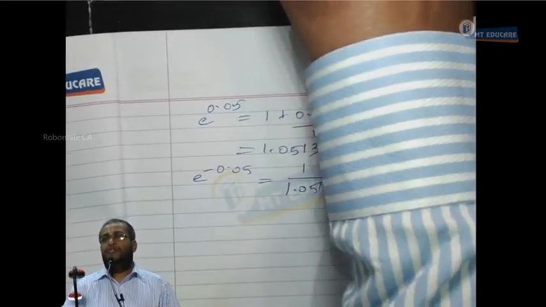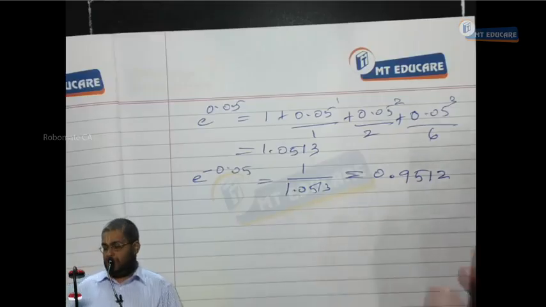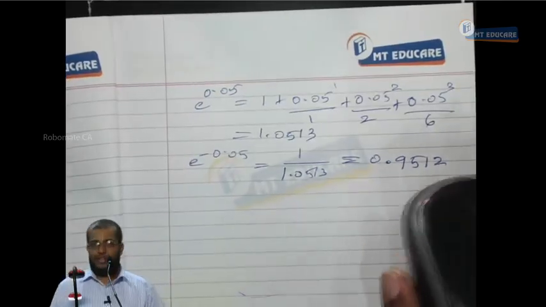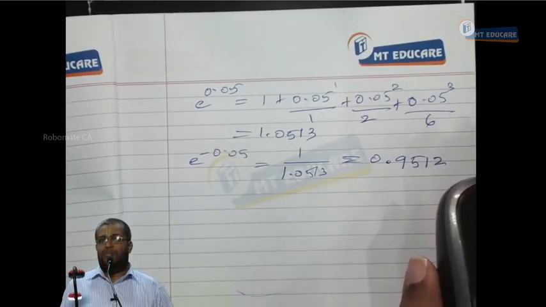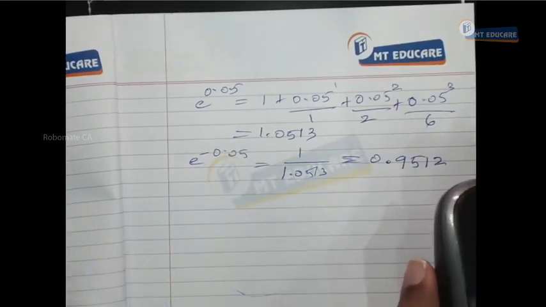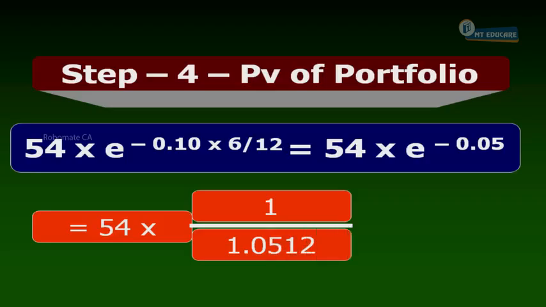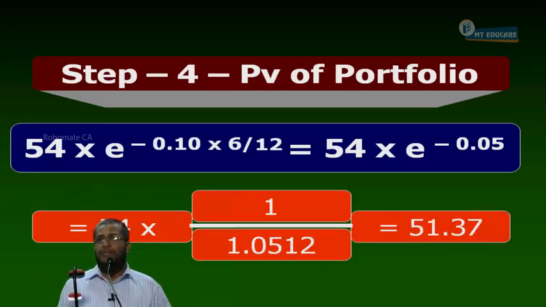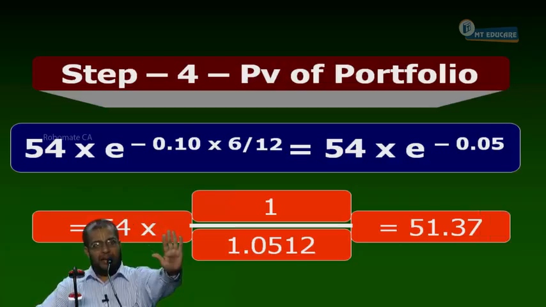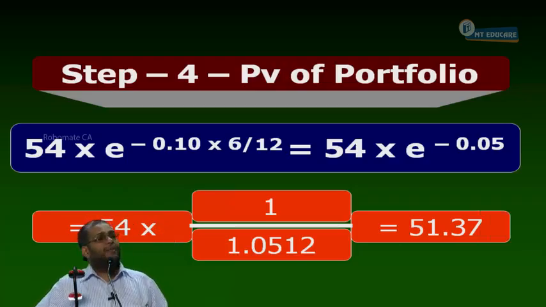Right now, present value is equal to 54 into 0.9512, or 54 into 1 by 1.0512. What is the number you are going to get? 51.37. Everybody having the clarity? Now, what is 51.37? It is the present value of the portfolio.